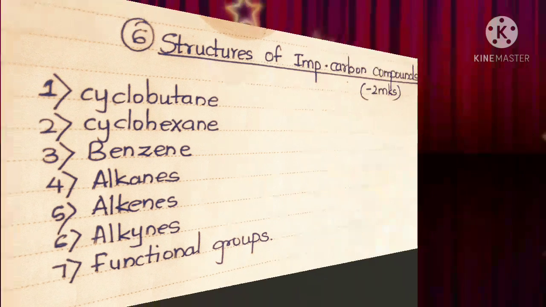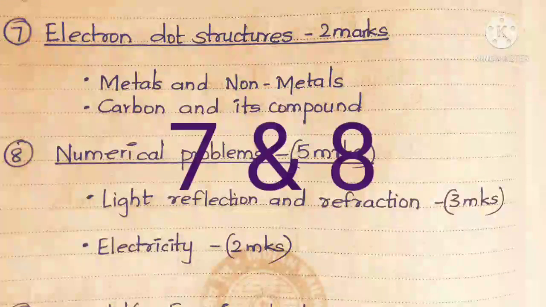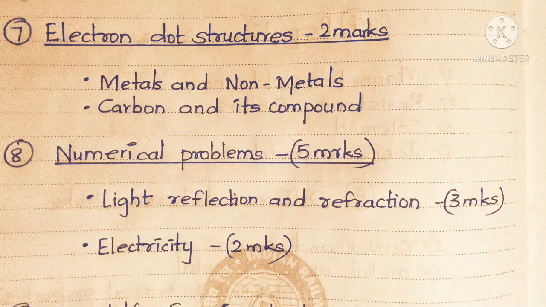Then the 7th and 8th main questions. They will ask you electronic dot structure, which will be of 2 marks. It will be from either the unit metals and non-metals or carbon and its compounds. And the 8th is that you will get numerical problems, which will be of 5 marks. It has high weightage, so practice well.